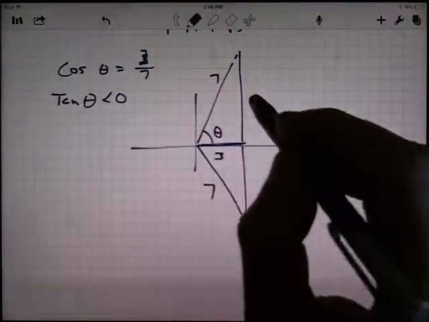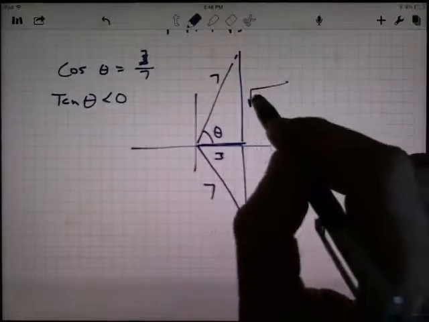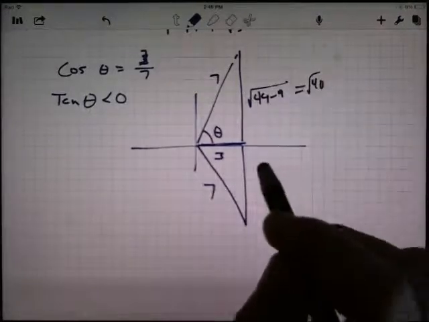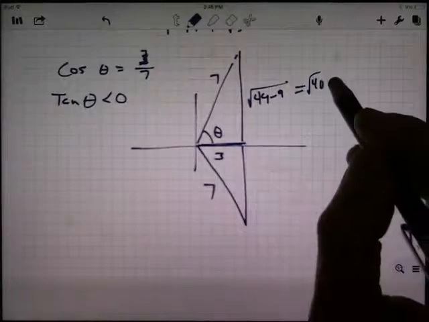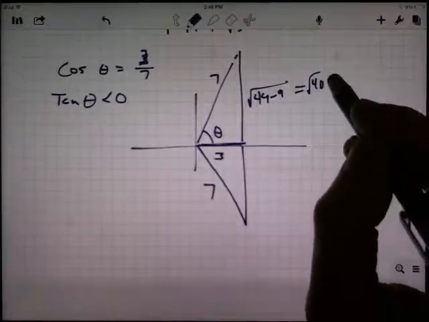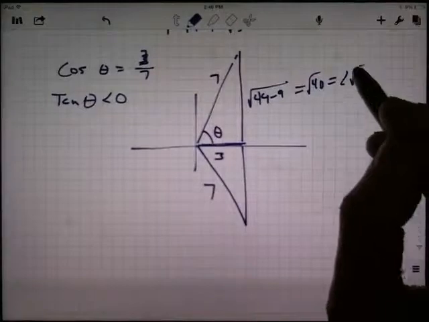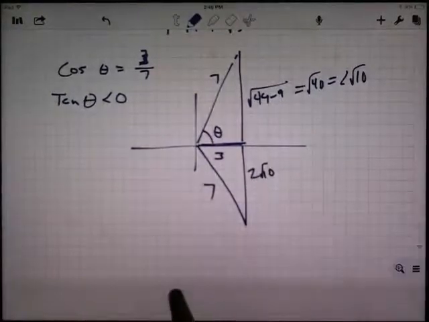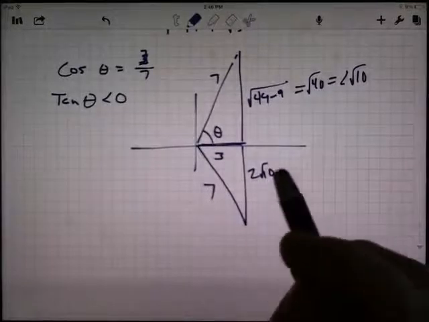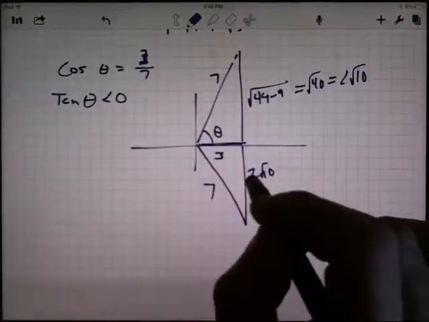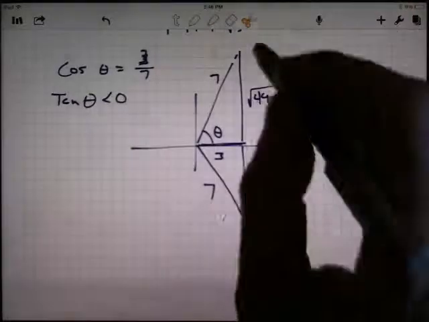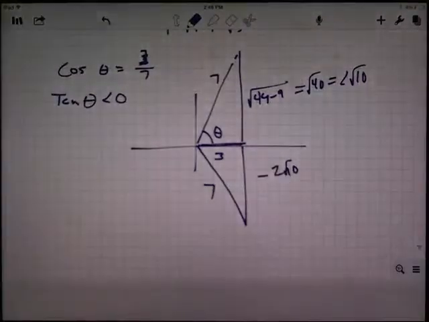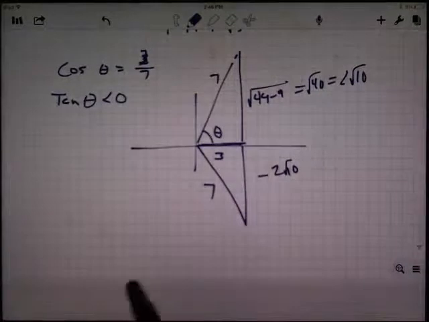So let's use Pythagoras to find that side. This is the square root of 49 minus 9. That's the square root of 40, which, if you want, is 2 root 10. I don't really care if you simplify it or not, but this is 2 root 10. Okay. So looking at that picture, that's positive. This is negative, right? I always have to move it over to give myself a little bit of room to throw the minus sign in. There we go. Negative 2 root 10.